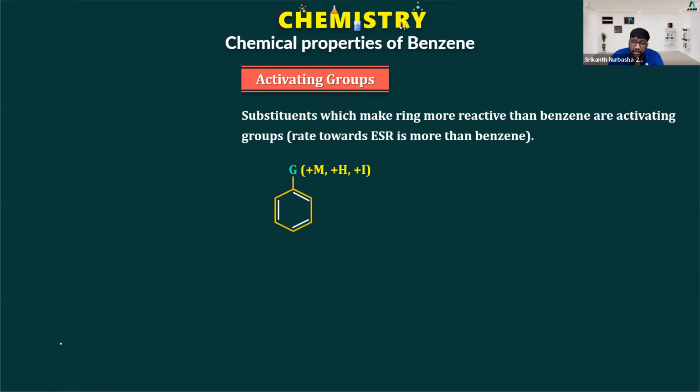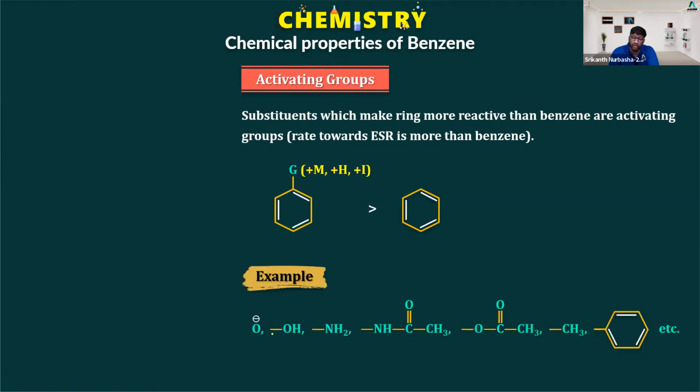If you have any group connected to the benzene ring, like plus M or plus H or plus I, and if that group is an electron donating group either by inductive effect, hyperconjugation or mesomeric effect, then you can say that it is an ortho para directing and activating group. Examples of such groups are O minus, OH, NH2, NHCOCH3, OCOCH3, CH3, and phenyl. So all these are electron donating groups, or not?